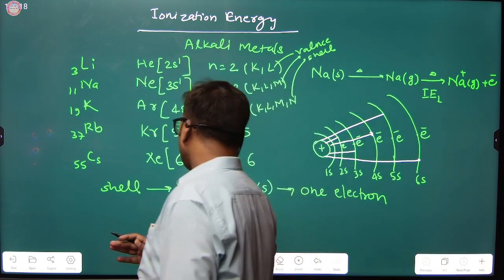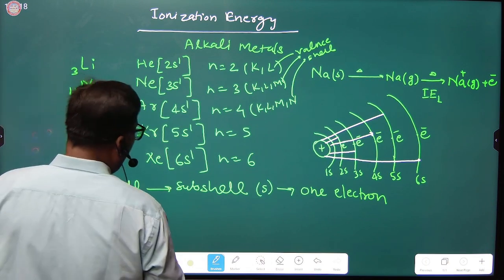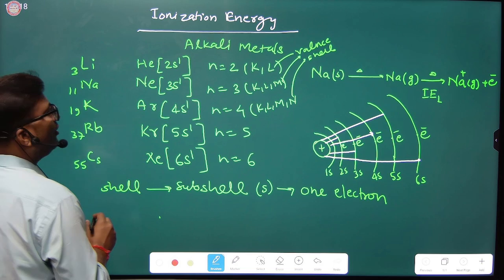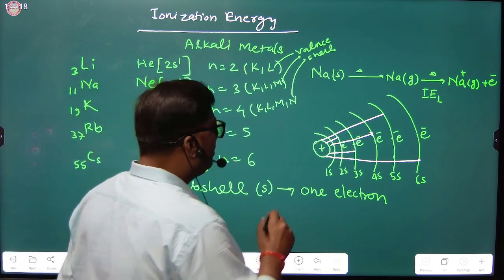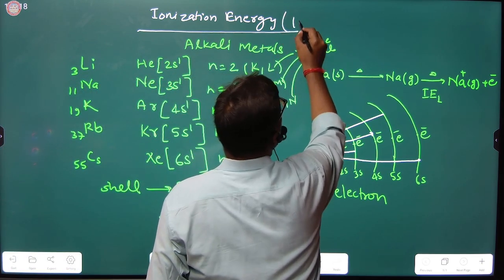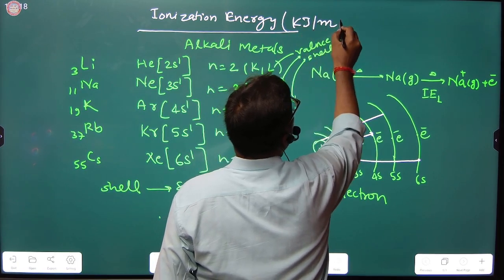So in what way can we define the ionization energy? Ionization energy is measured in kilojoules per mole.